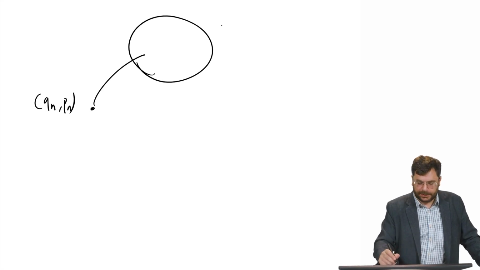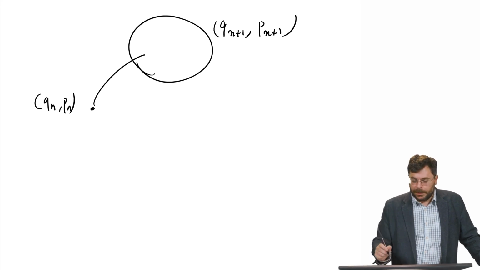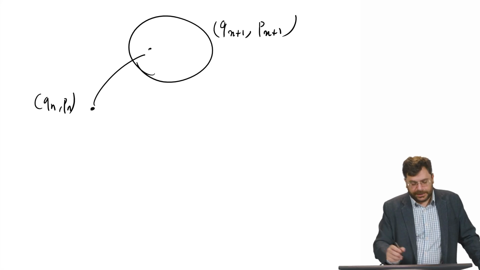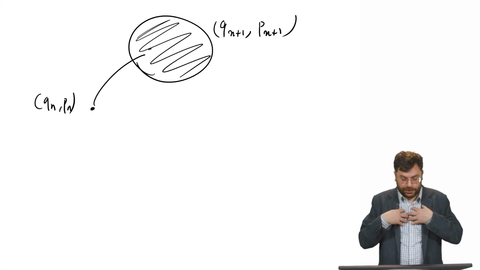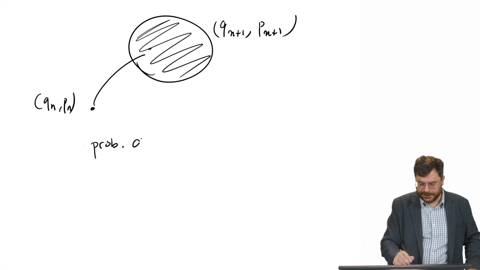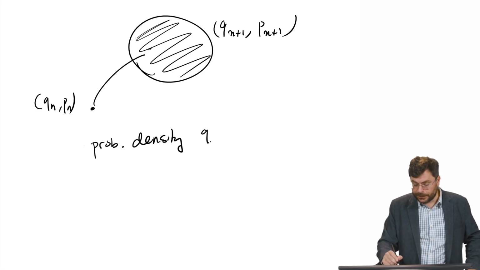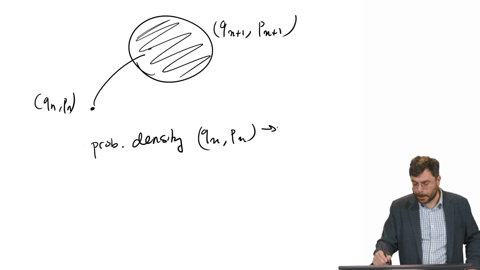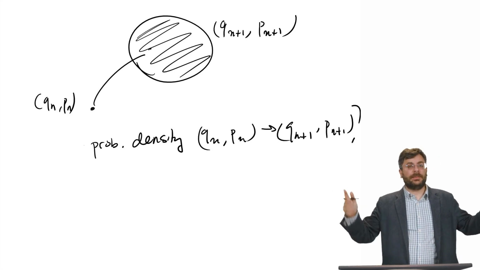So if I were to keep track of my state, my qn, pn, and I go somewhere else, I'm going to have some qn plus 1, pn plus 1, but they won't be deterministic. They're going to be spread over some region. And so I'd like to be able to learn what is my probability density in going from some qn, pn to some qn plus 1, pn plus 1. What is that probability density?